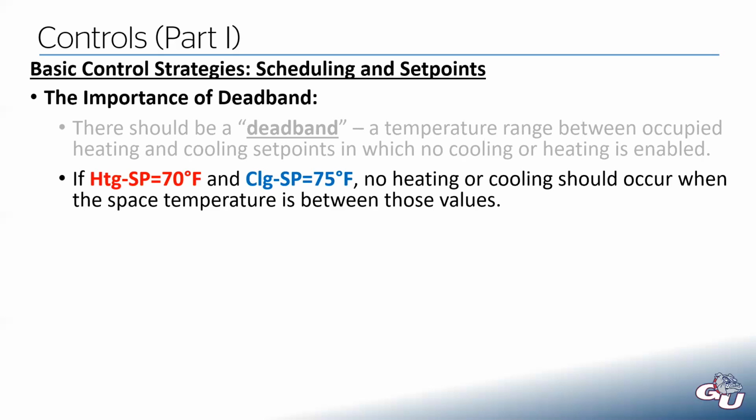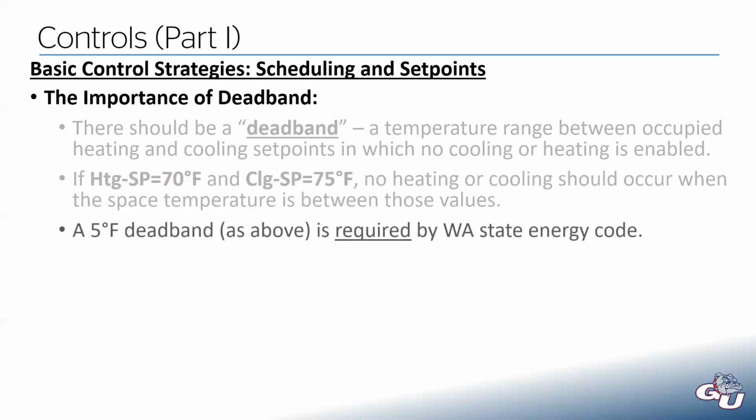That's kind of the sweet spot, I guess. The heating should only turn on to maintain 70, and the cooling should only turn on to maintain 75. If we're in between, the fans just run and the heating and cooling remains off. So a 5-degree dead band is required by the Washington State Energy Code. And I think it's actually required by most energy codes nowadays.